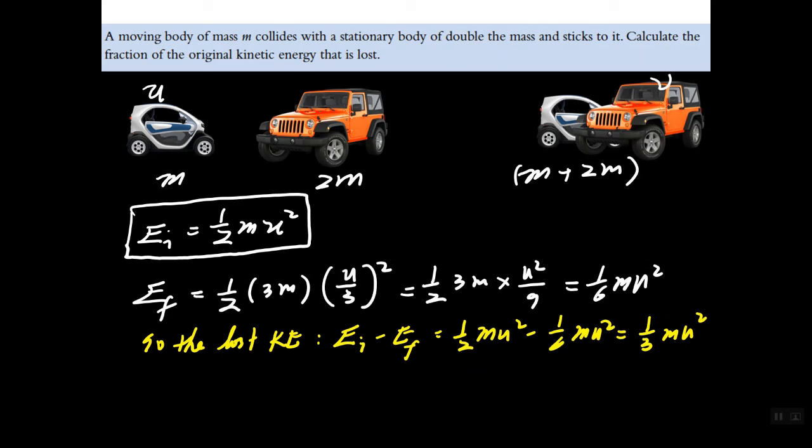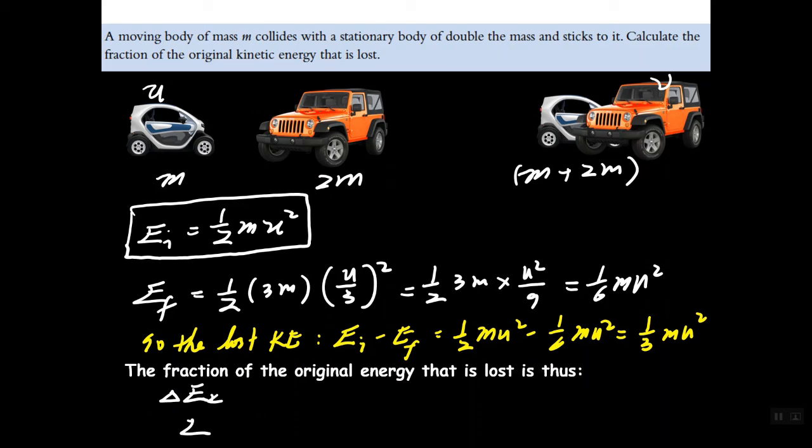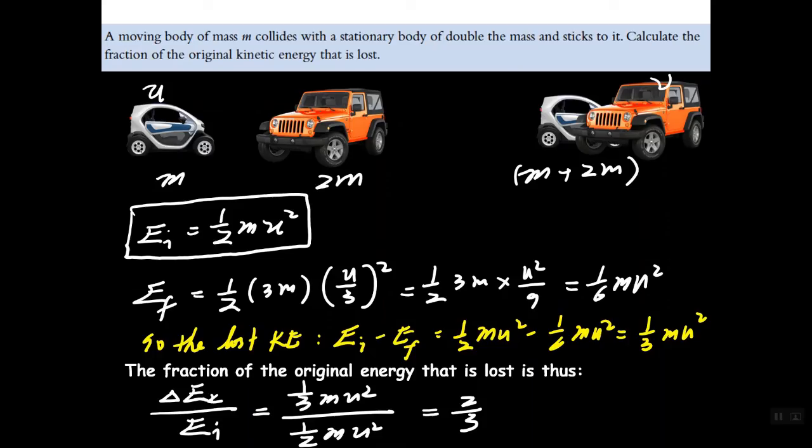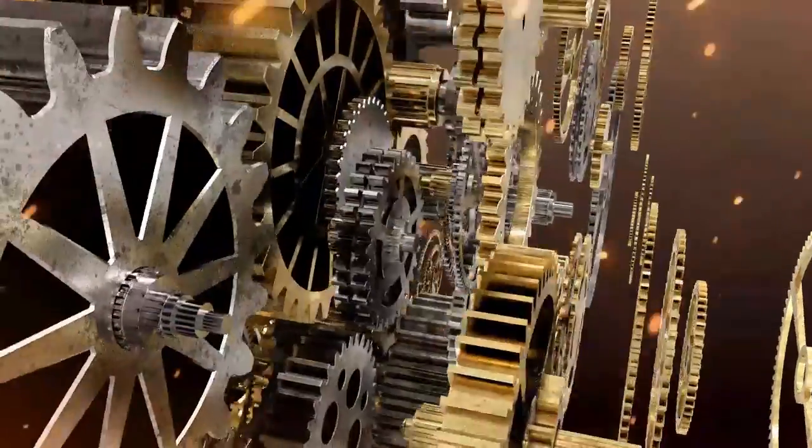So the question asks for the fraction of the original kinetic energy that is lost. That is the lost kinetic energy divided by the initial kinetic energy. That is 1/3 m u squared divided by 1/2 m u squared, and that gives us 2/3, or 67% of the original energy that is lost, probably converted into thermal energy and sound energy.